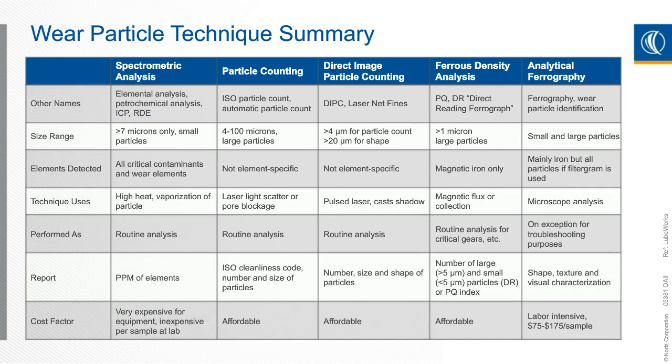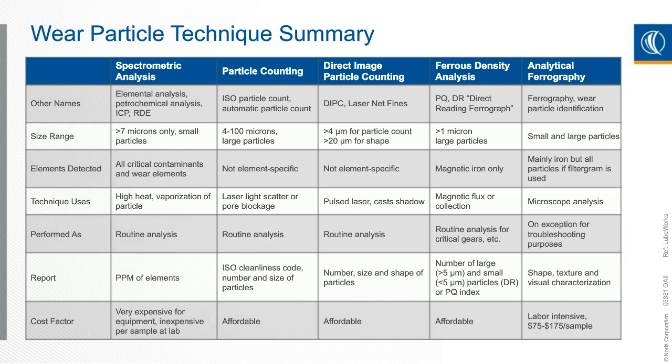So to summarize the approach you're going to use for wear particle analysis, there are all kinds of techniques, whether it's spectrometric analysis, even particle counting. With particle counting we're looking at overall contamination, but the particle counts will go up if wear debris is also going up. Usually the wear debris is going up also because of the solid contaminants that are increasing in the oil. Direct imaging particle counting, ferrous density analysis, analytical ferrography, all these are various techniques you want to be able to use in tandem.